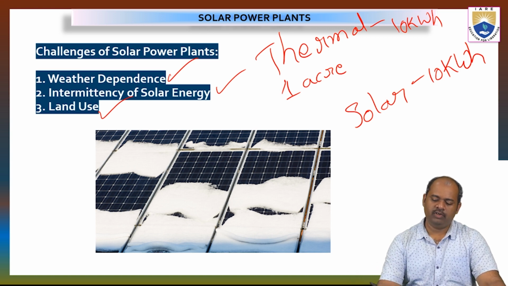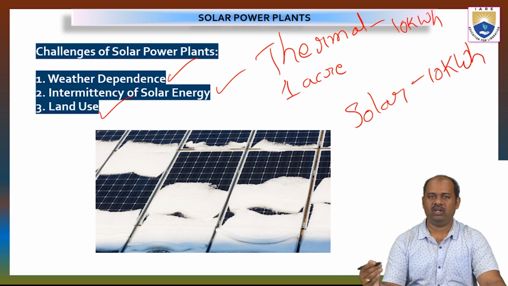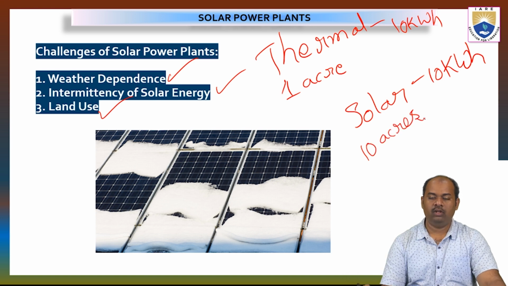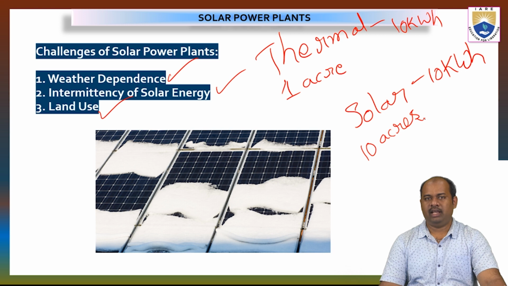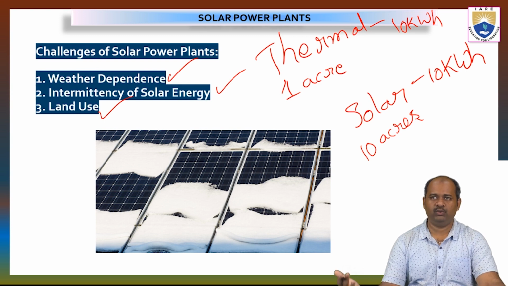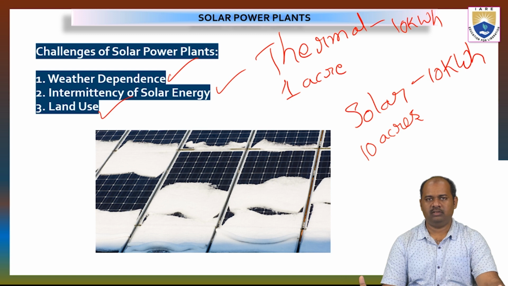Now, similarly, if I want to use a solar power plant for the production of 10 kilowatt hours of power, I may require 10 acres of land. Even after taking 10 acres of land for installing the solar power plant, we will get only 50% efficiency. I may not be producing 10 kilowatts of power, because the more the energy requirement, the more the area to be covered with solar panels.